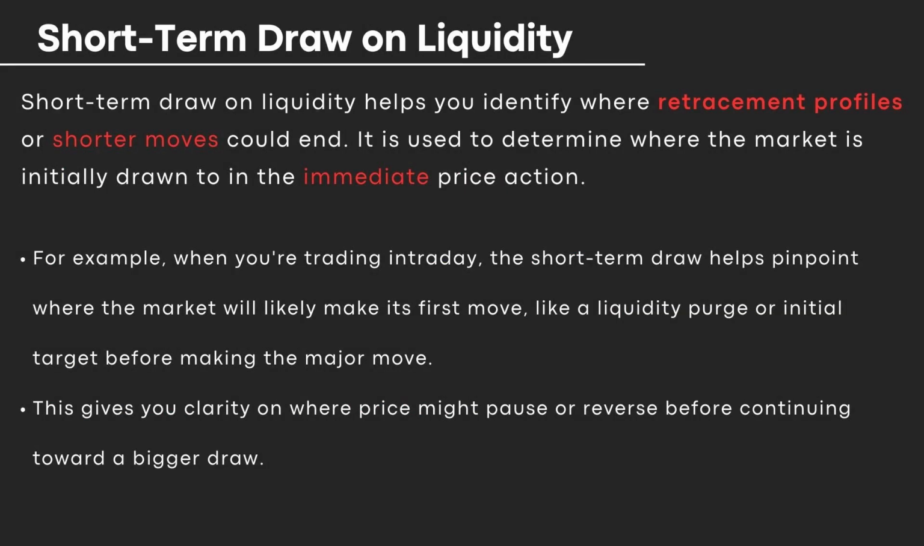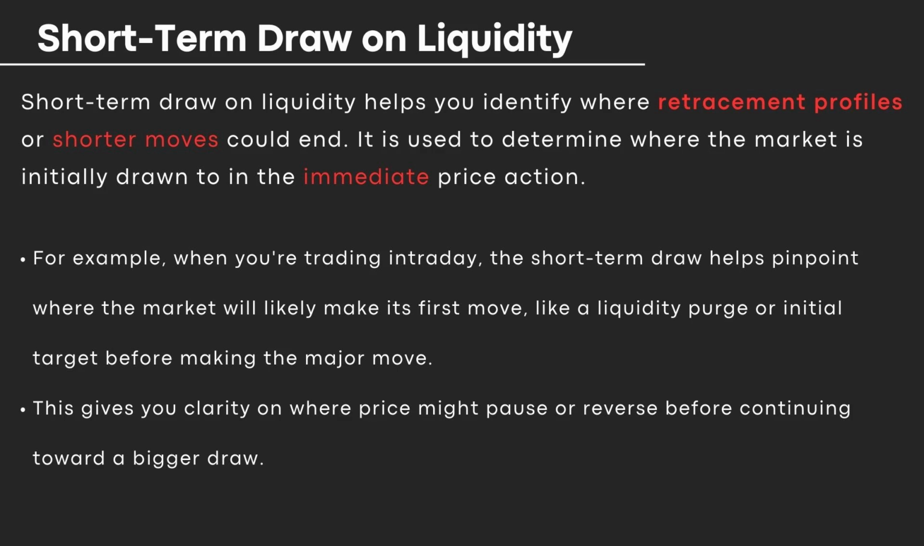Let's start off by discussing the first type of drawn liquidity, which is short-term drawn liquidity. The simple introduction is that short-term drawn liquidity, or directional bias, helps you identify where retracement profiles and shorter moves could go to and could potentially end. Simply meaning, short-term drawn liquidity is used to determine where the market is initially drawn to in the immediate price action and the immediate time period.